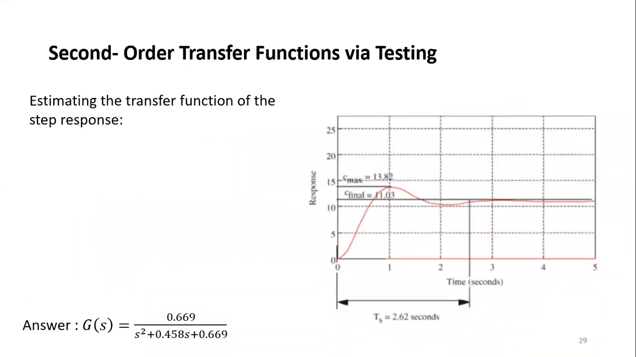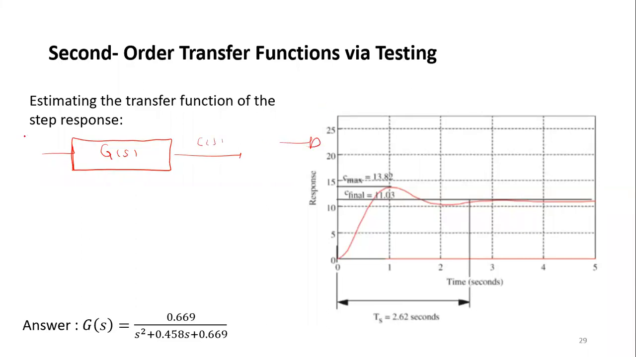Now we are moving to the next part. In this example, we don't know the transfer function, but we are given an output response. We have a system which is a black box. We don't know what the transfer function is here, but you are given the output response, which is here.